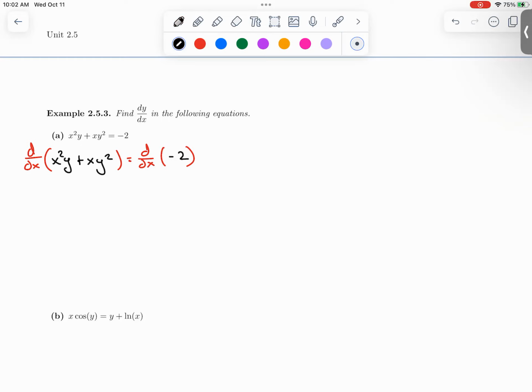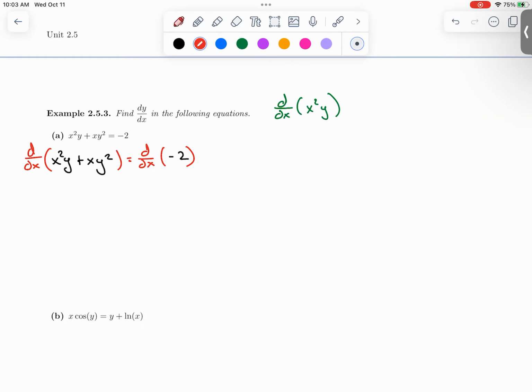Now, when you hashtag get good with this stuff, you don't need to do it. But I would recommend when you're starting out, maybe just doing some side work to figure out the derivative of each one of those things separately. So d dx of x squared y. The derivative of that with respect to x.